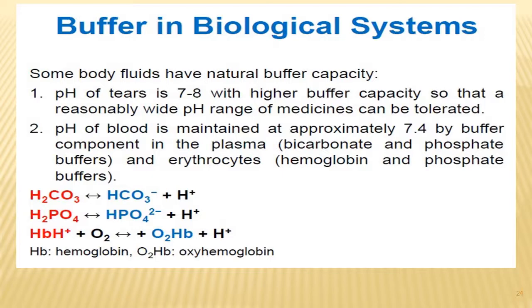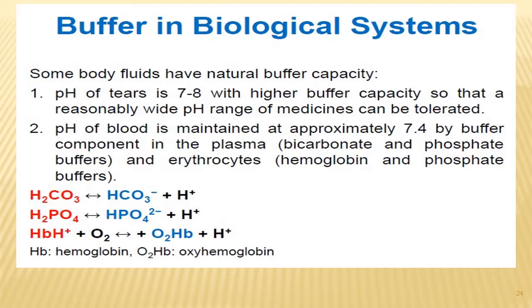So the pH of tears, for example, is from 7 to 8. So it's not possible to formulate a drug, or eye drops, or any other dosage form applied to the eyes using a pH value more or less than this range.